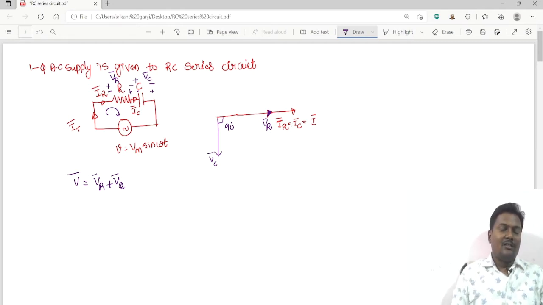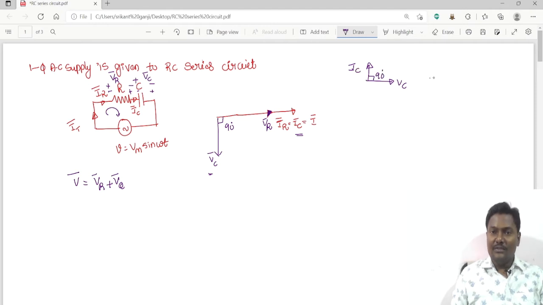The resistive component is an in-phase component. VR and IR, the angle between these two is 0 degrees. With respect to capacitive current, the capacitor voltage is lagging at an angle of 90 degrees. So as we discussed earlier, with respect to voltage, the capacitive current is leading by 90 degrees. If I am taking the current as the reference, VC lags by 90 degrees. By adding these two vectors, I am getting the total voltage.